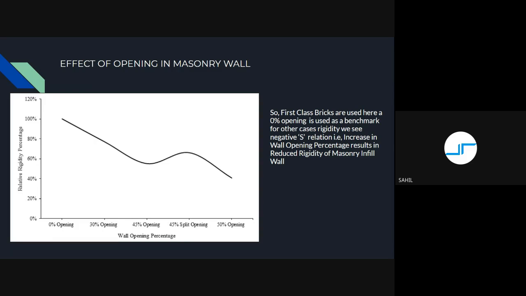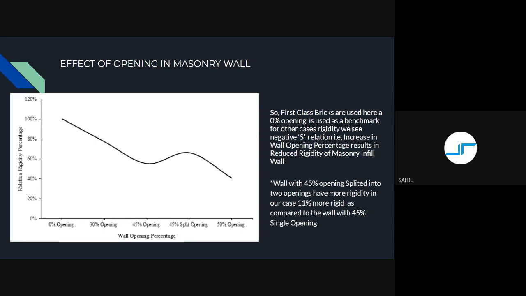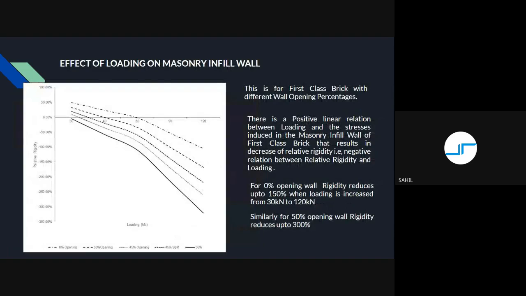And when comparing 45% opening with the 45% split opening, as you can see, the 45% split opening has more rigidity than the 45% opening. That is because the stresses generated in the 45% split opening are divided into different parts. So in our result, the 45% split opening has more rigidity, in our case 11% more rigid as compared to the 45% single opening wall.